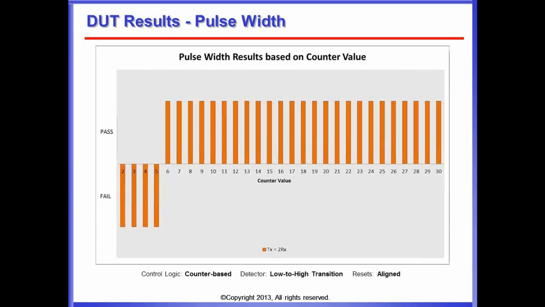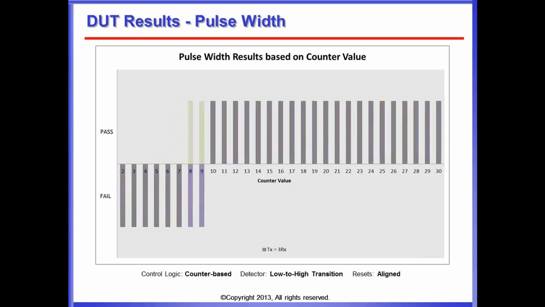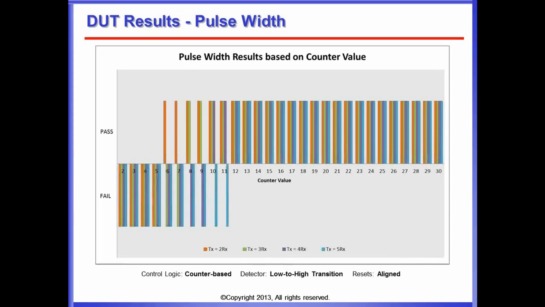The pulse width results are pretty straightforward in that case. So the higher the ratio between the transmitting and receiving clock, the higher the counter value has to be. Of course, the counter value determines the throughput of your clock domain crossing, right? The higher the ratio, the higher you have to count.